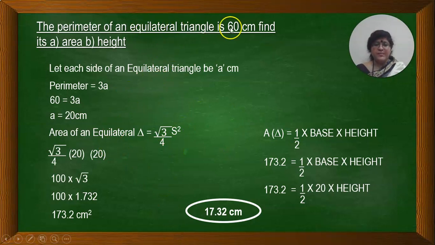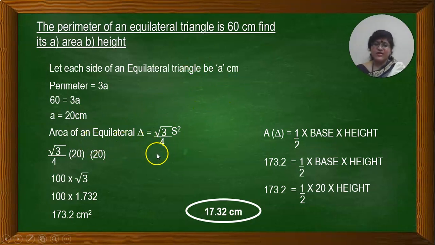Now, the perimeter is 60. You know that the perimeter of an equilateral triangle is 3 multiplied by the side because all the sides are equal. When you solve it, you get each side as 20. So you have 20 centimeter, 20 centimeter, and the third side is also 20 centimeter.